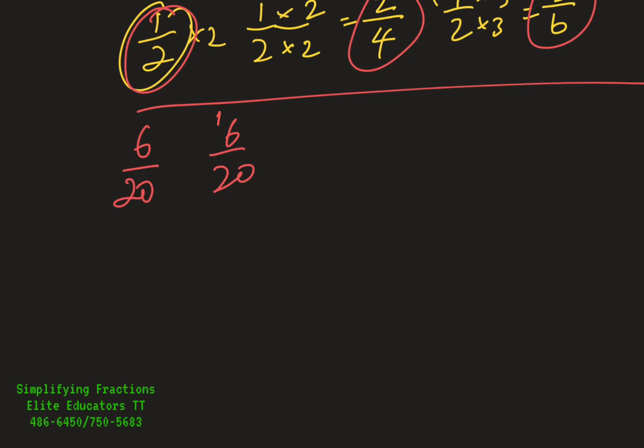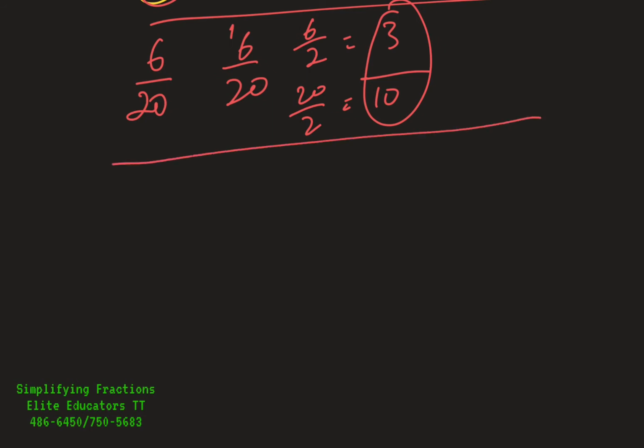So let's try 2. So could 6 divide by 2? Yes. Could 20 divide by 2? Yes. So 6 divided by 2 will give us 3. 20 divided by 2 will give us 10. And that's the answer. We just reduced 6 over 20 to 3 over 10. And that is the method that I use, that I teach the kids to use.